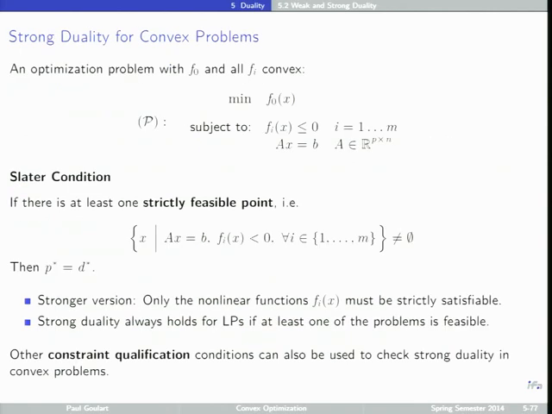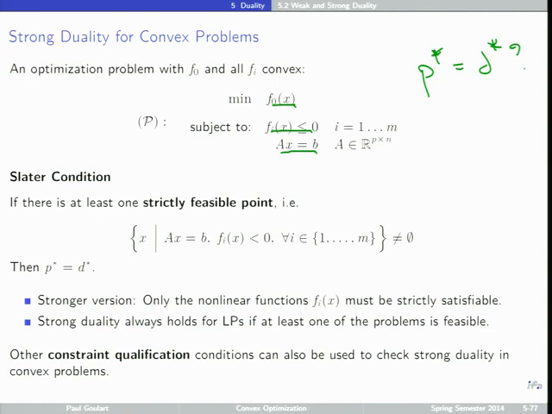Okay, so let's talk about strong duality. Suppose I have a convex problem. I write down the primal. So I have minimize a convex function, I have some convex inequalities, and I have some equality constraints, which make up a hyperplane. And I want to know, does P star equal D star? That's what I want to know.